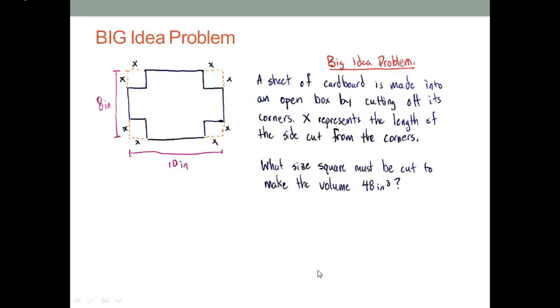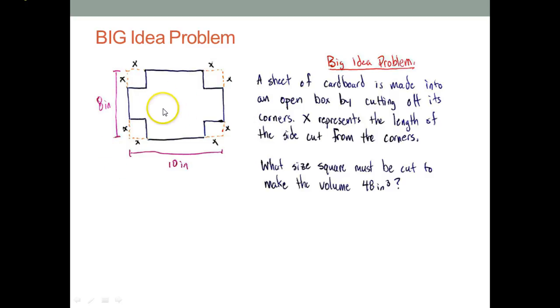So what's the big idea? Let's apply this to a meaningful real-world problem. So I've got a sheet of cardboard. I've drawn a diagram here. It's made into an open box by cutting off its corners. So these are the little orange corners that we're cutting off. X represents the length of the side cut from the corner. So it's right here for how we cut it. And we want to know what size square must be cut to make a volume of 48 cubic inches.